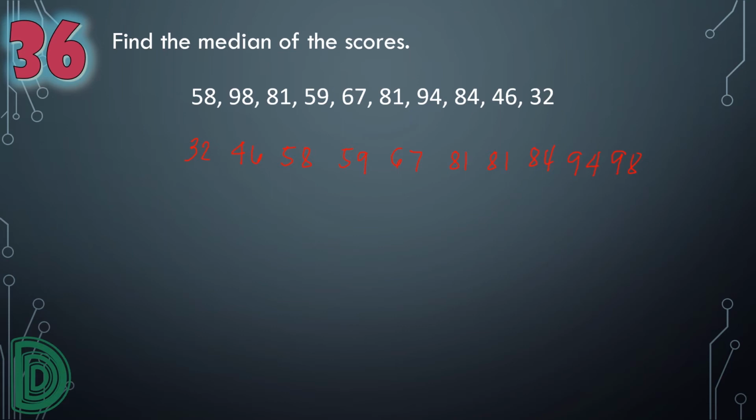So the median is the middle score, and we have 10 scores, so the middle will be 2 scores, and these are 67 and 81. Therefore, the median will be the average of these 2 scores. That will be 67 plus 81 divided by 2. 67 plus 81 is 148 over 2, that is 74. Therefore, the median is 74.